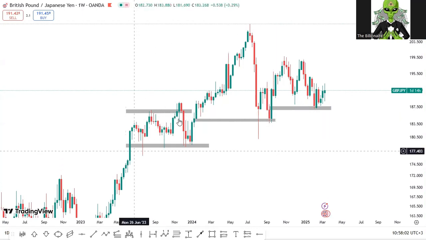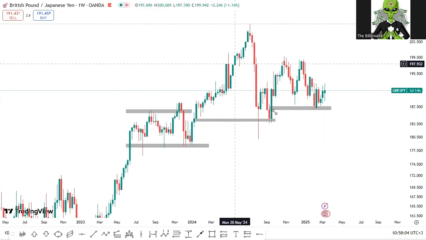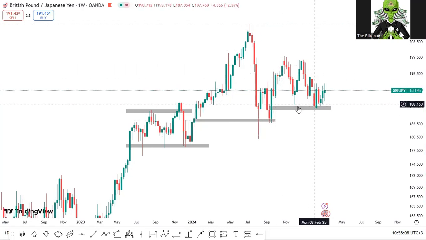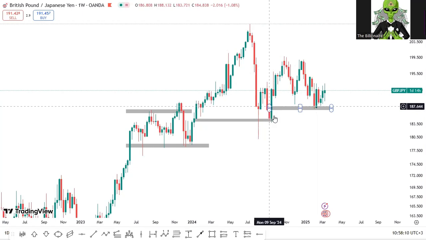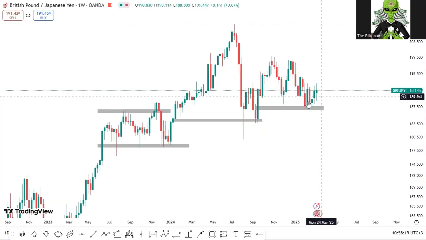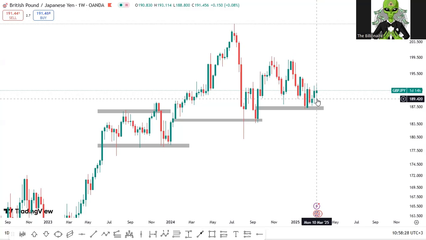Now see price in a push phase, exhaustion phase, push phase, exhaustion phase, push phase, another exhaustion phase, and this exhaustion phase came down to trap this weekly order block, and we're seeing price reacting from this support level. And I think we can anticipate that price might continue going in an uptrend right here. So let's drop down to the daily time frame.